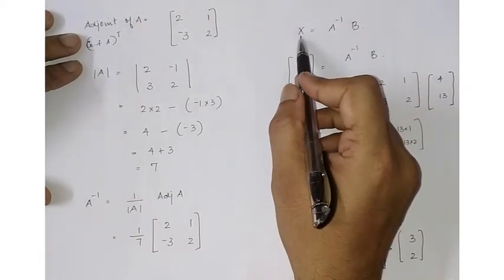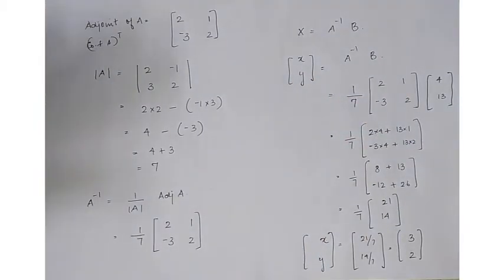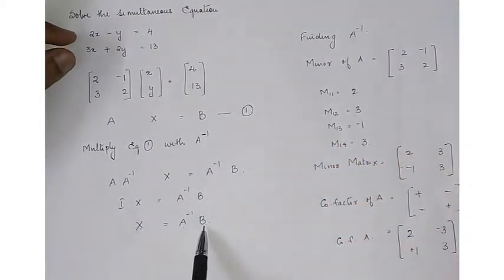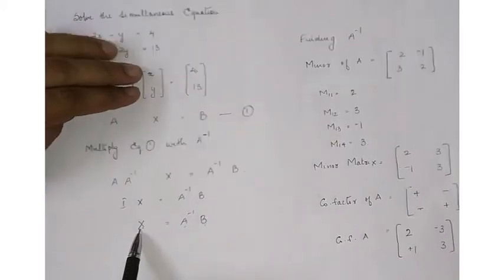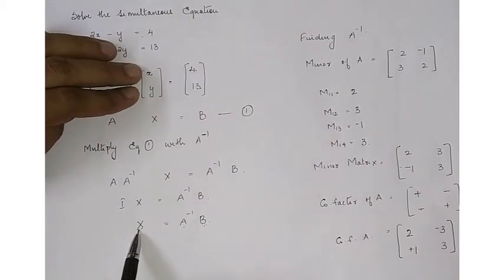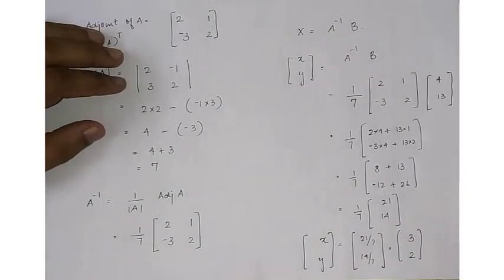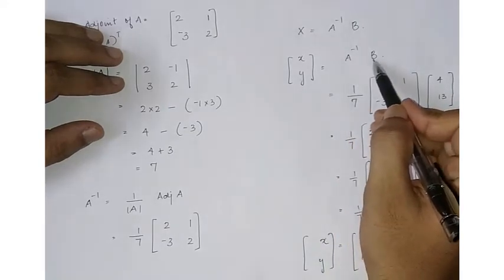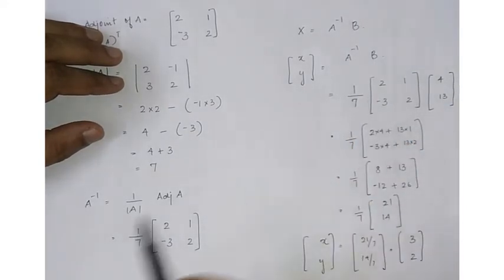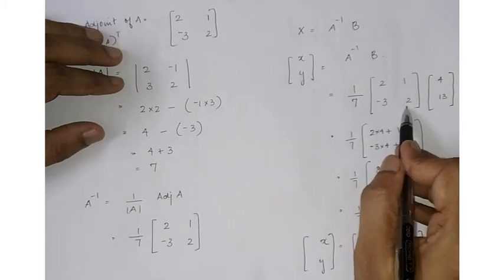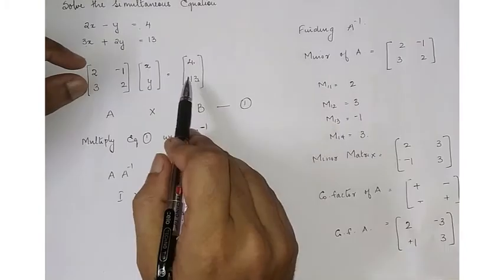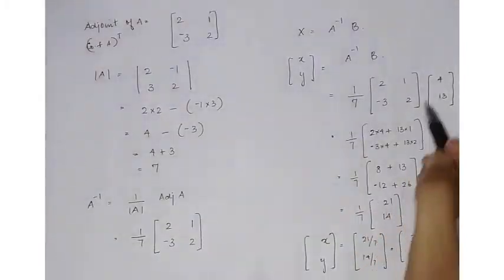Now we know that X is equal to A inverse B. In the previous step, we know that X is equal to A inverse B, whereas capital X stands for x and y. So we'll put it like this, (x, y) is equal to A inverse B. Now what is A inverse? From here I am just substituting this here, 1 by 7, 2, 1, minus 3, 2. What is B? B is the right hand side of the equation, B is this, 4, 13. So I am putting 4, 13.